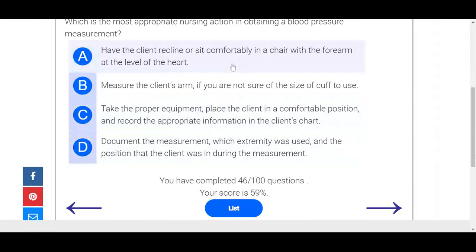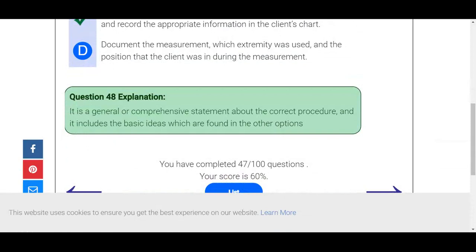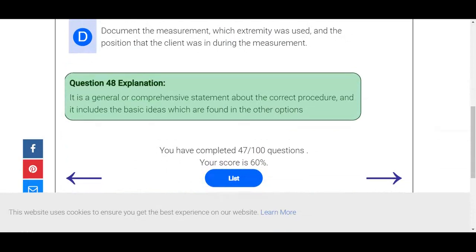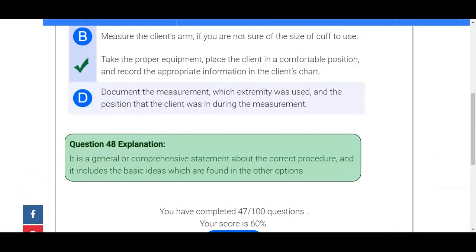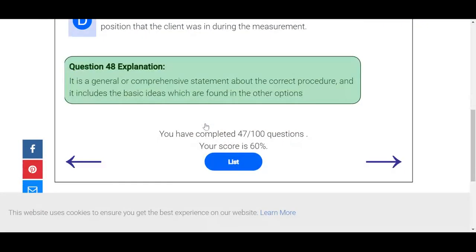I'm doubting between A and C, so C is the correct answer. Alhamdulillah. It is a general or comprehensive statement about the correct procedure and includes the basic ideas which are found in other options. That is true. So this is the general idea of how to take a blood pressure.